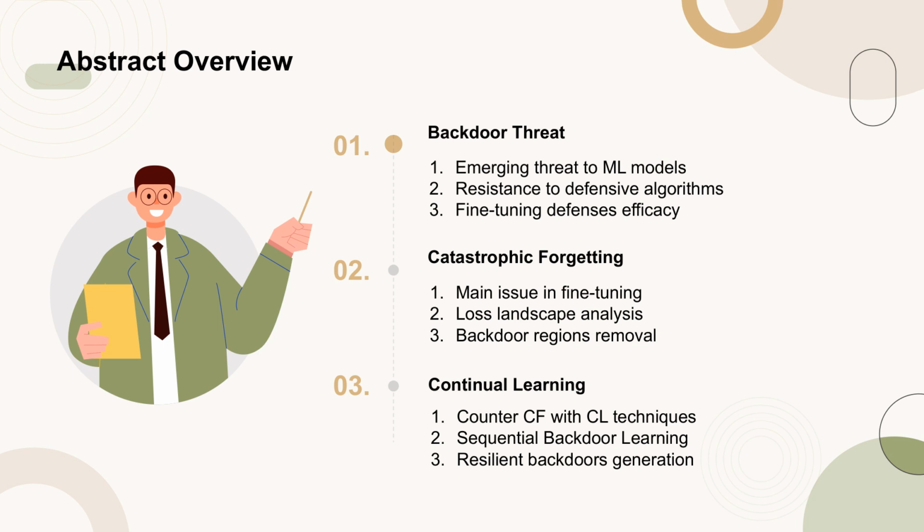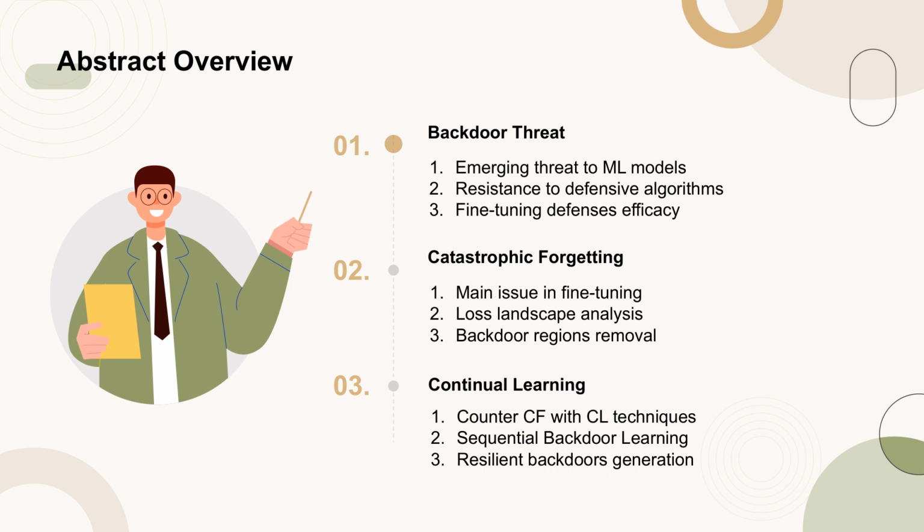It begins by analyzing the connectivity between a backdoored and fine-tuned model in the loss landscape, confirming that fine-tuning can push the model out of backdoor regions. Based on this, the paper reformulates backdoor training through the lens of CL, proposing a novel framework called sequential backdoor learning (SBL) to generate resilient backdoors.